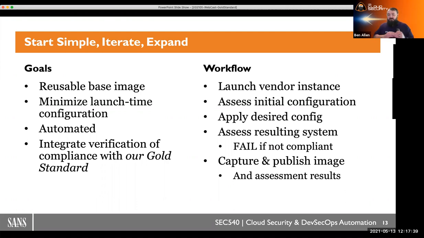When those assessments complete after applying the desired state, we can then choose: do we fail this build and say, no, something's wrong here. Our configuration code didn't get us to meet our standard. We're not going to capture this image. We're going to fail, let people know. We'll come in and figure out what's going on. If everything passes, it's good to go. We capture that image, capture the resulting assessment data, and publish it internally to say, hey, here's the latest SSH bastion host image, for example.